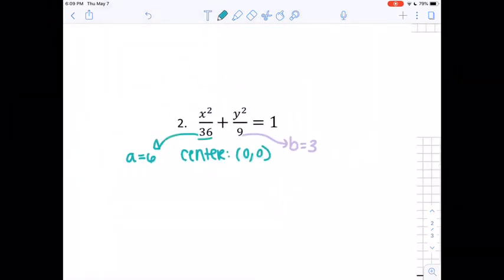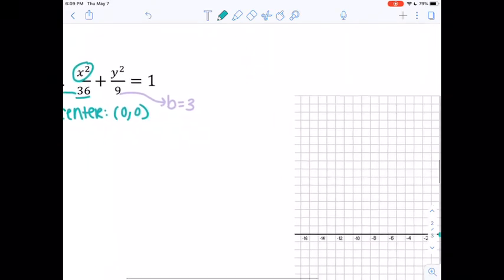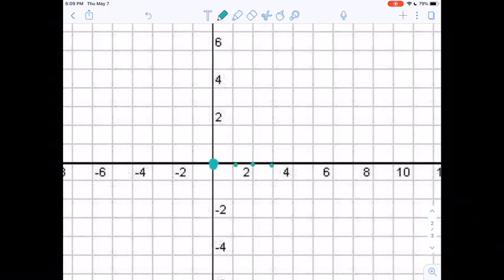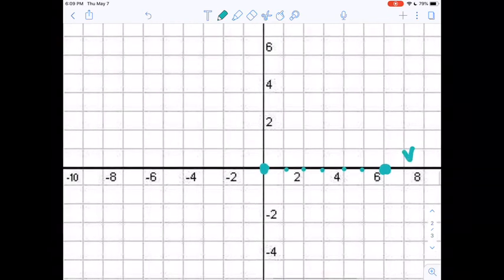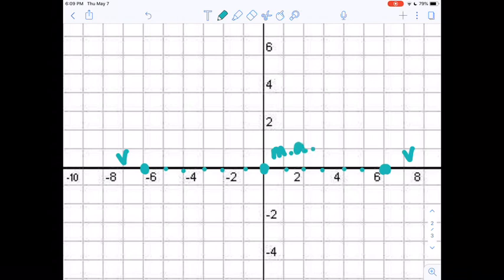So from the center, since the a is under the x, I'm going to count 6 along the x-axis left and right. So I'm going to go 1, 2, 3, 4, 5, 6. There's one vertex. And then I'm going to go the other way. 1, 2, 3, 4, 5, 6. There's my other vertex. And since this is the longer one of the two, this is my major axis, because it's the longer one. 6 is much bigger than 3.